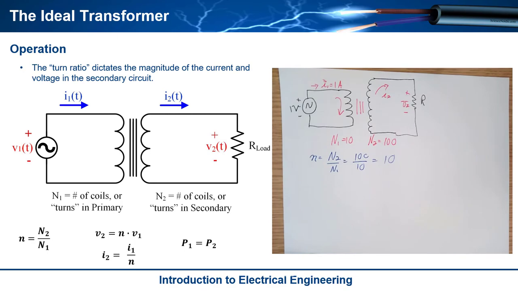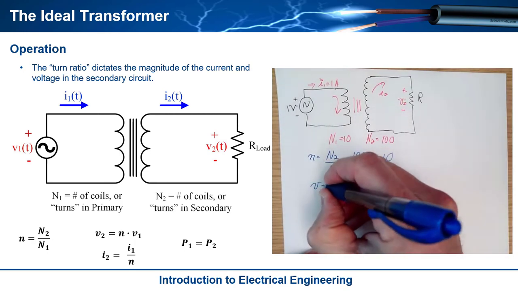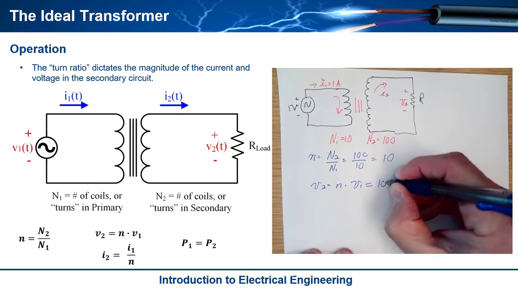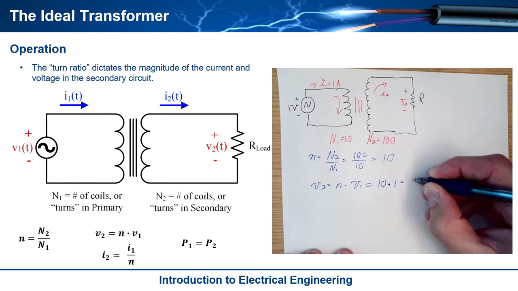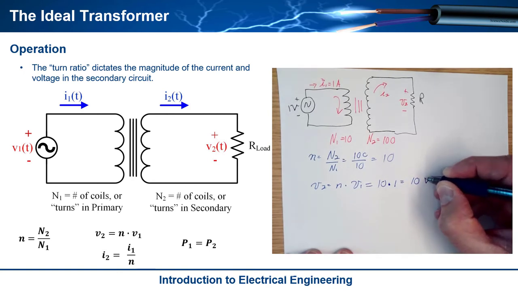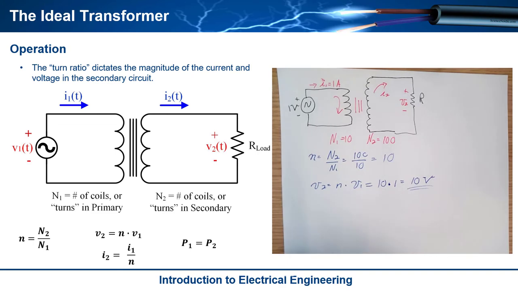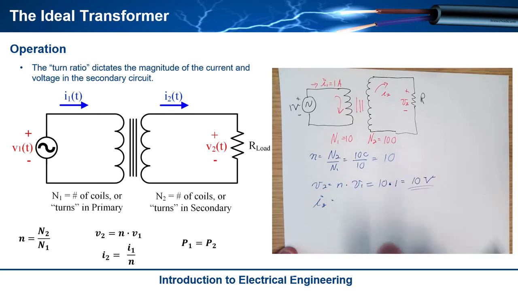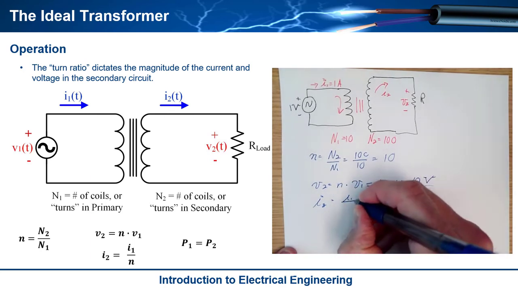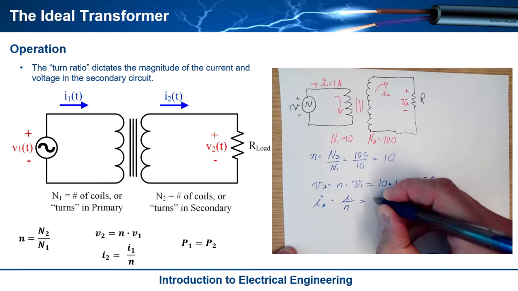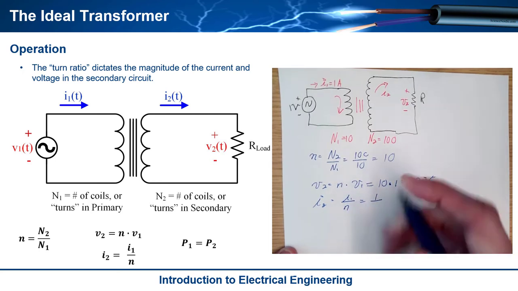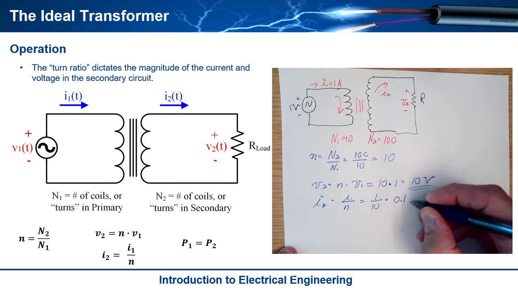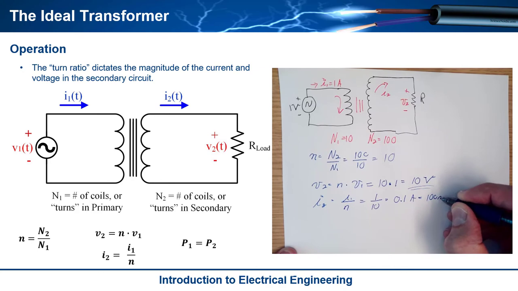All right, so now let's go ahead and calculate what V2 is. So I'm going to say V2 is equal to N multiplied by V1, and that's going to be equal to 10 multiplied by 1, and so it's going to be 10 volts, okay, volts AC. All right, so that's good. And then finally, let's do I1. So then I2, based on our equation, it's going to be I1 over the turn ratio. And so I plug in 1 amp for I1, and then I have 10 for a turn ratio. And what I get is 0.1 amps or 100 milliamps.